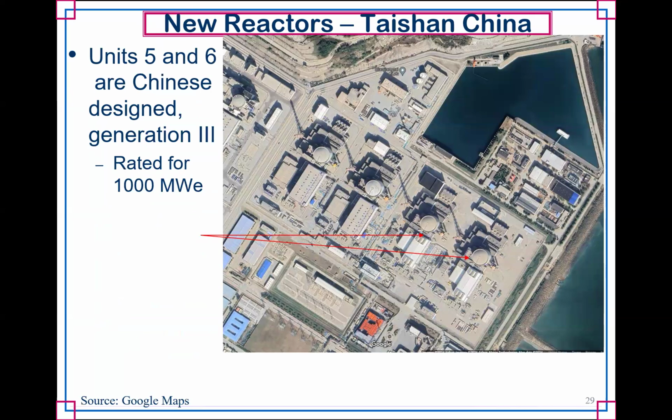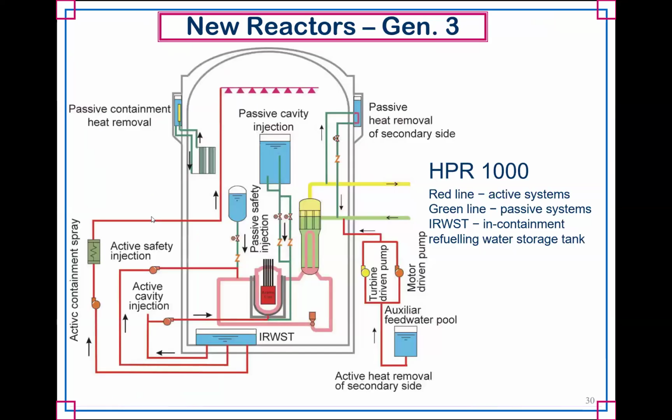Here are some of those reactors that were built in China. So this is just a Google Map image of units 5 and 6. They're in China. They're Generation 3 reactors, and they're both designed for 1,000 megawatts electric. So again, many of these are being built in Asia. So here, kind of shows the inside.